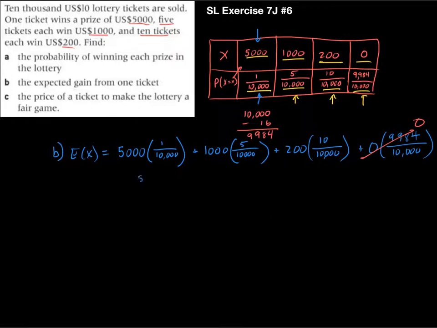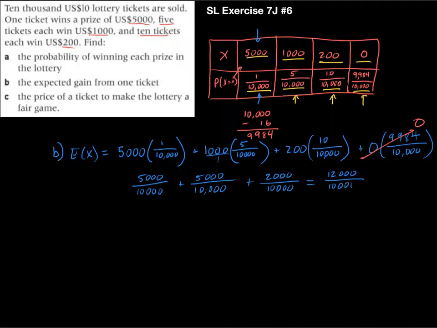When I multiply this, this is going to be 5,000 over 10,000 plus another 5,000 over 10,000, right? Because I'm just multiplying 1,000 times 5, plus 200 times 10 would be another 2,000 over 10,000. And so therefore we add those all up and we get 12,000 over 10,000. Or in other words, you divide those two and you get exactly 1.20. Okay, so that's the expected gain.